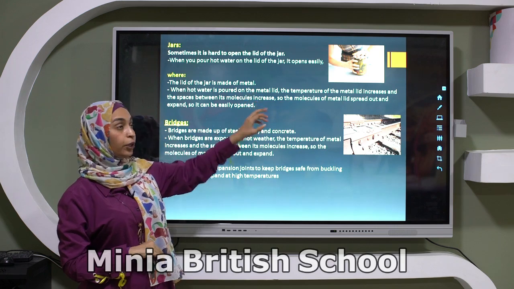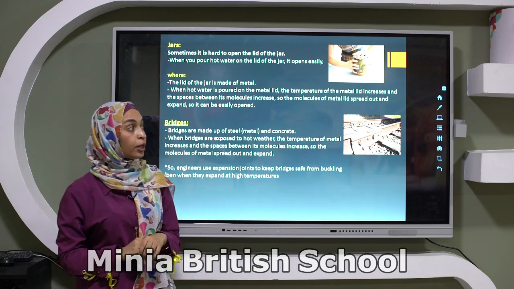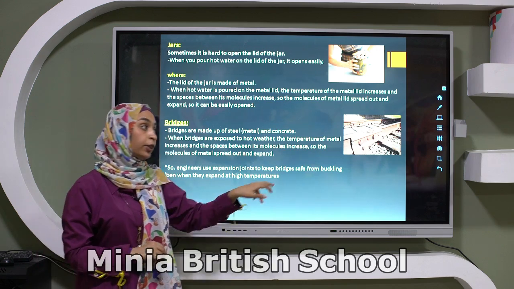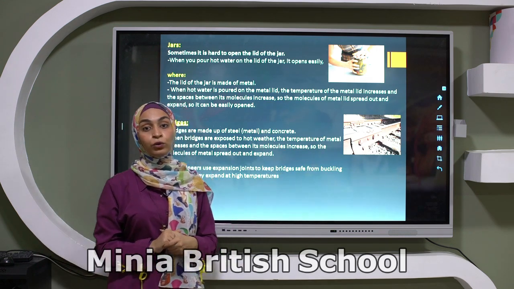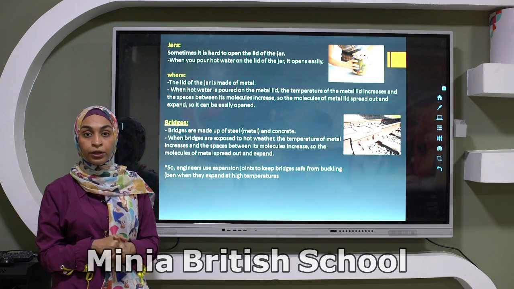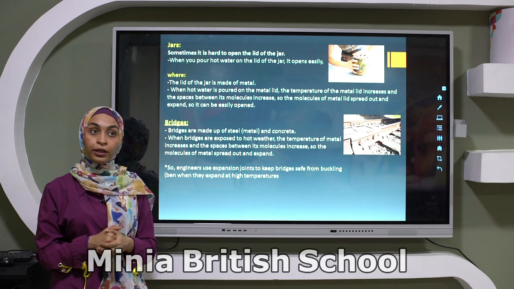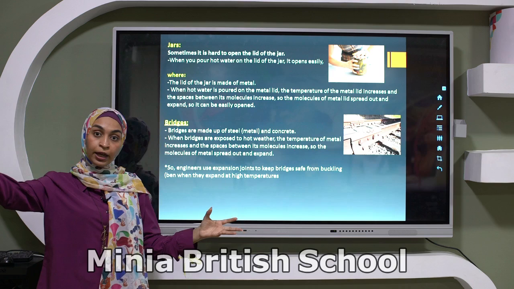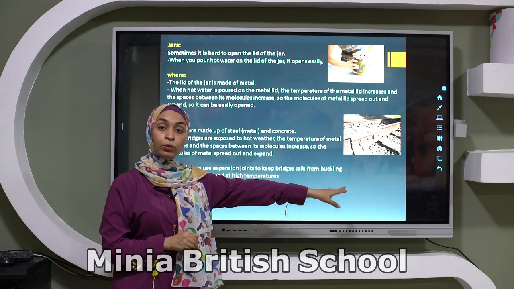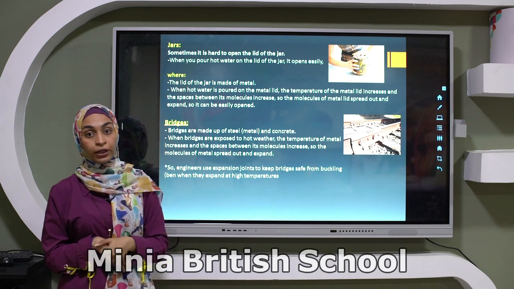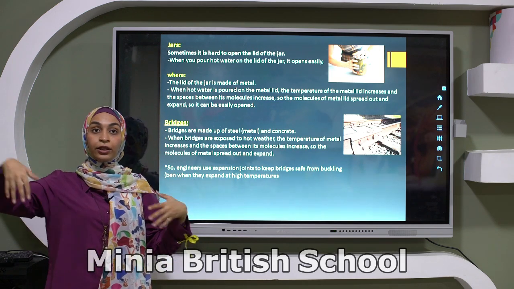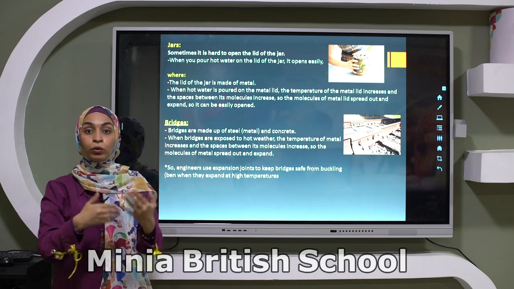Also, we can apply expansion and contraction in another application, which is bridges, or actually the railway bars. We have to leave spaces between railway bars because railways are made of iron, and iron is one of the metals. In a high temperature it expands, and in a low temperature it contracts. So if there are no spaces between the railway bars, in the summer when the temperature increases, they expand, and accidents will happen more and more.